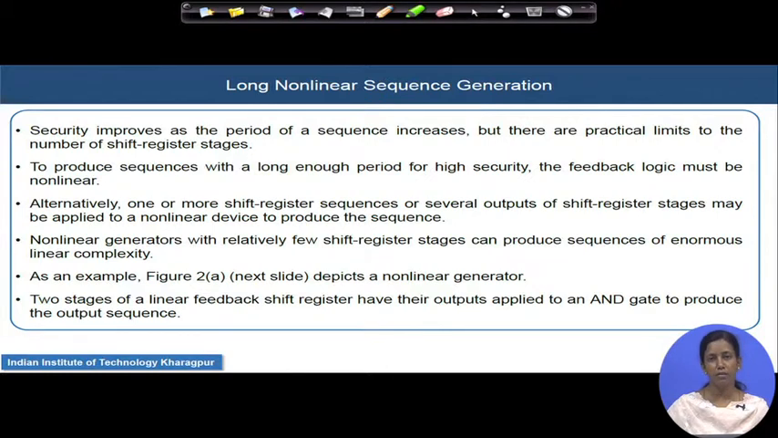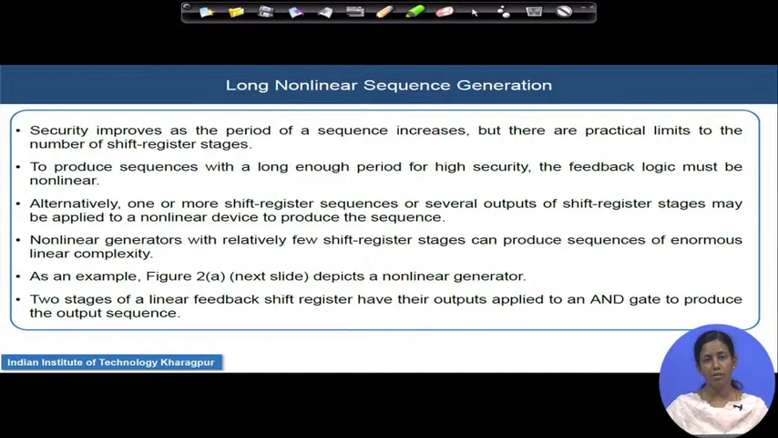Look, one part is really clear. If we increase the length of the sequence, that means the period is increasing. Period increasing means the length of the sequence is increasing, and if we increase the length of a sequence, definitely the security increases. But there are some practical limits to the number of shift register stages that we can utilize for the generation of such sequences. Involving a huge number of shift register stages in the circuit to generate a long sequence is not at all a practically advisable system design.